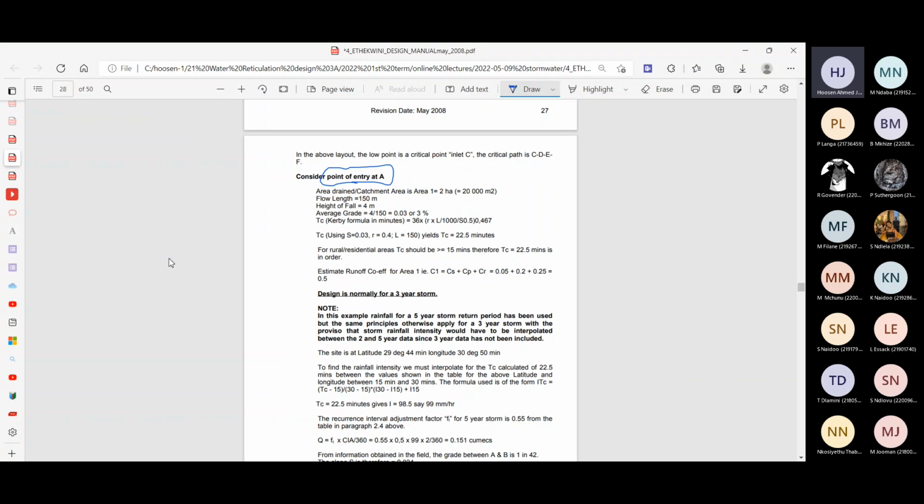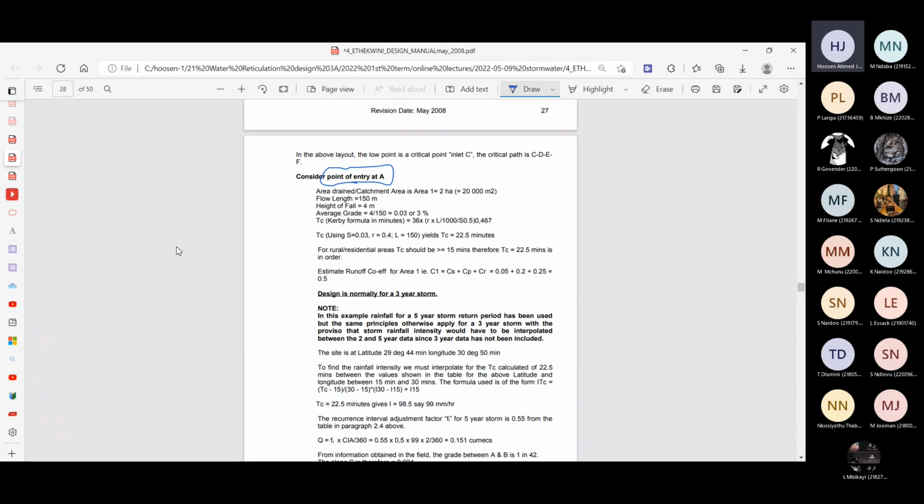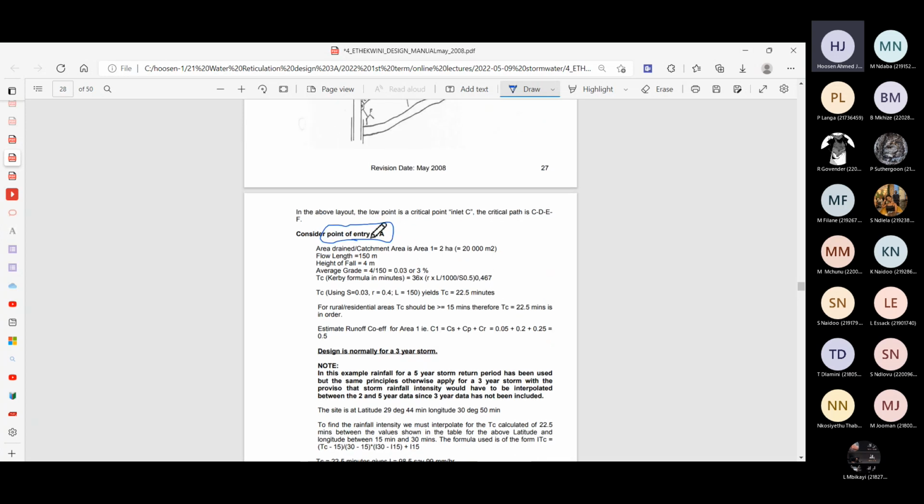Consider the point of entry at A, and to determine that, you're going to use the rational formula. For the rational formula, you know that you will need the catchment area, and it's measured in hectares. So it's 2 hectares that you have there, or 20,000 square meters. But the formula that's given in this particular book that I mentioned to you is in hectares. Right, so that's sorted out.